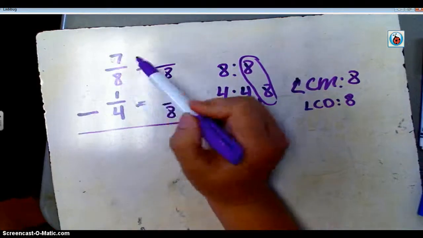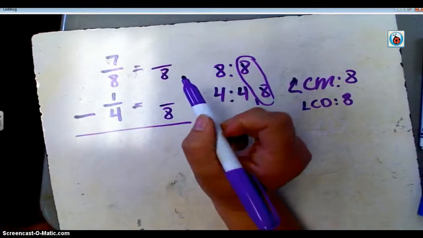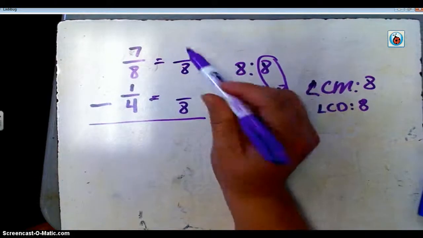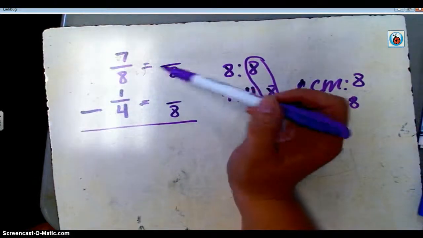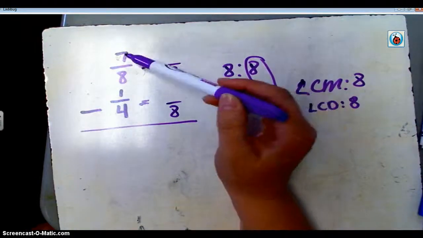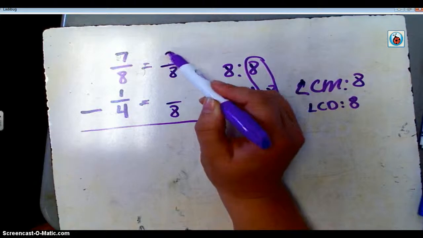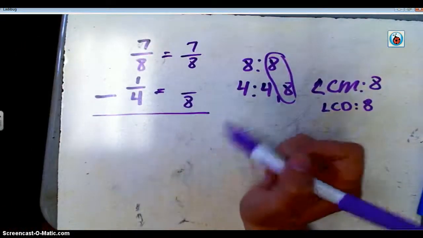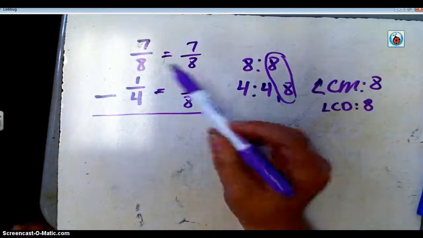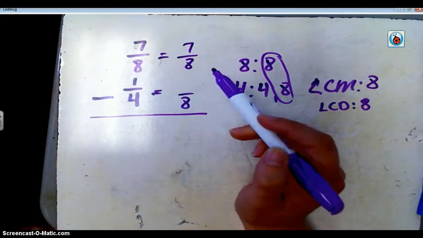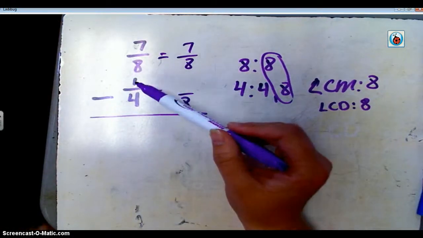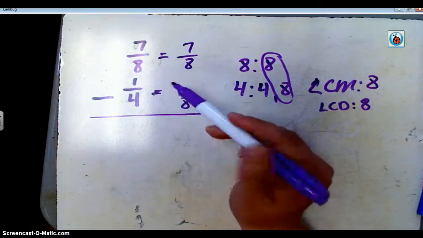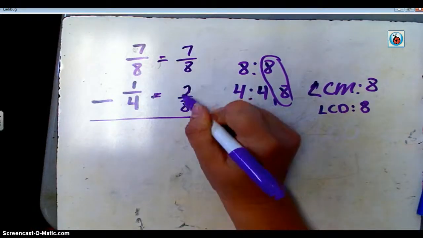What do I do with this fraction? 8 goes into 8 one time, so 7 times 1 equals 7. My fraction didn't even change. 4 goes into 8 how many times? 2. So what do I do? I have to multiply my numerator by 2. And then I get 2.